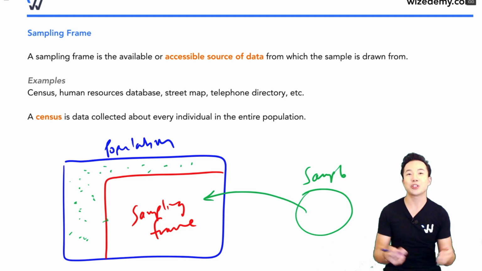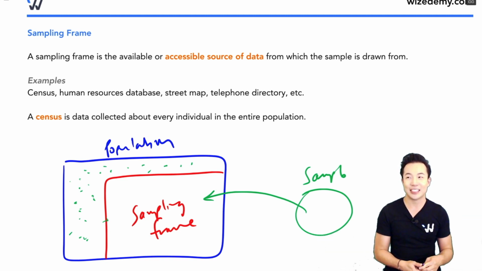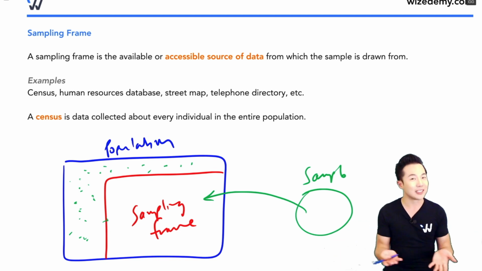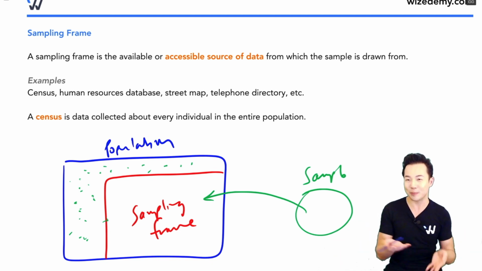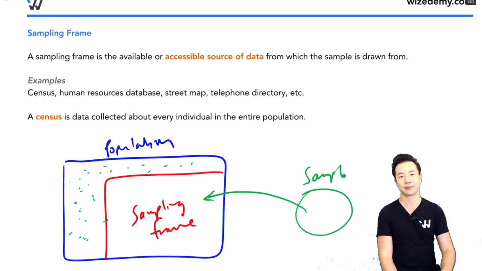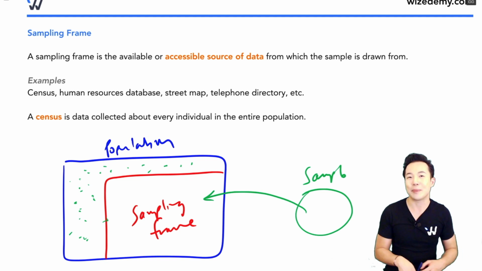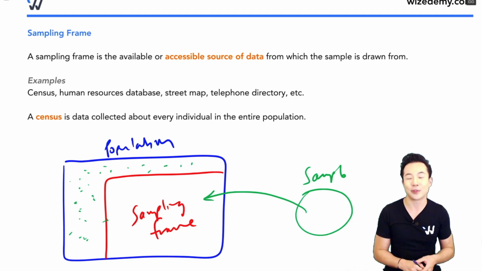So let's say I want to sample all students on campus, but I don't have access to any law students. So maybe there's some rule that I can't survey law students. But my population of interest is all students. So my sample will contain most people, but it certainly will not contain any law students. So that is problematic. That's what happens when the sampling frame is not equal to the population. It's ideal when I'm able to draw everybody in the population, but the sampling frame may be a limitation. Examples of sampling frames are an HR database, a street map, a telephone directory, and so forth.